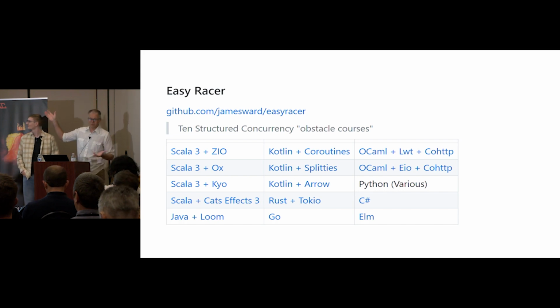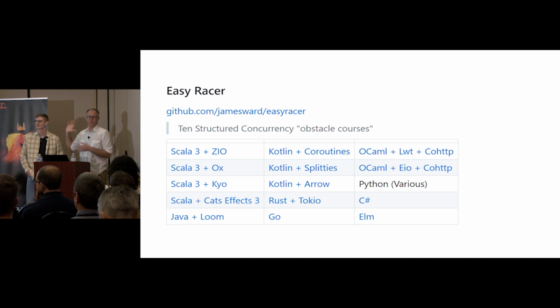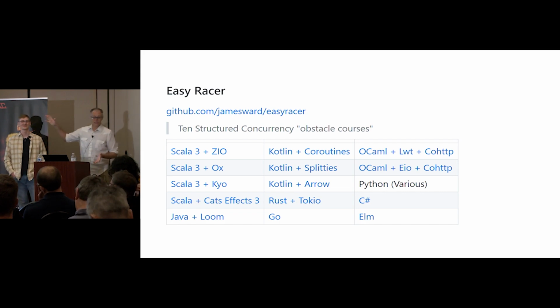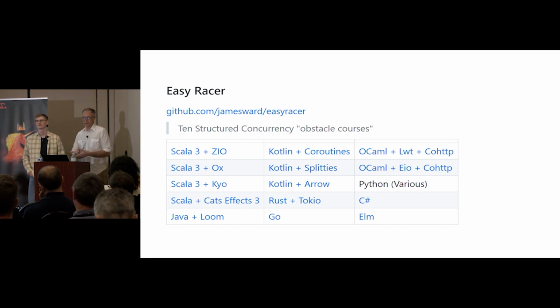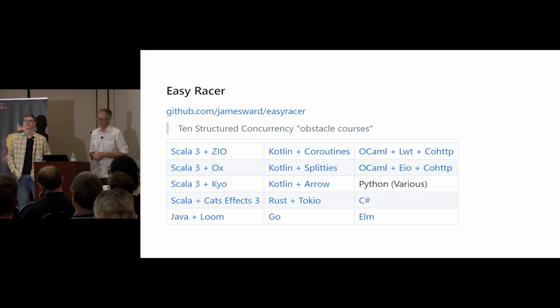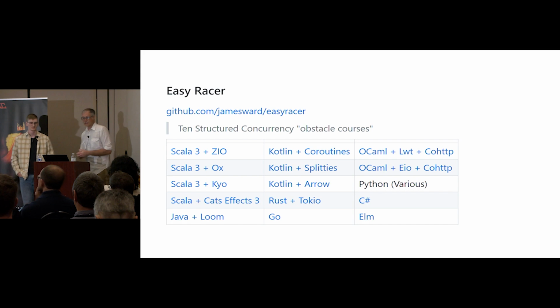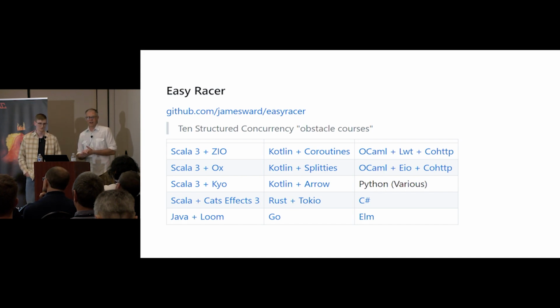I don't know OCaml very well, so somebody contributed those. There's a bunch of Python ones. Most of them don't work because Python. And so you can check those out, or you could help me get them working, maybe if you know Python and want an adventure. And so, yeah, it's been a fun way to experiment with these different ideas of structured concurrency and how these actually look in different languages. So that's Easy Racer. It's all open source on GitHub.